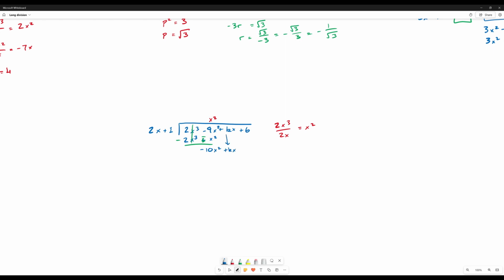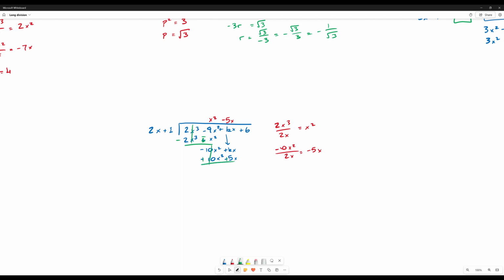Then what you do is you do the thing at the end. You'd say minus 10x squared divided by 2x is minus 5x. Throw that on the top. Anything you put on the top, you multiply down by the 2 guys on the left, you get minus 10x squared, minus 5x. No line, change the signs.